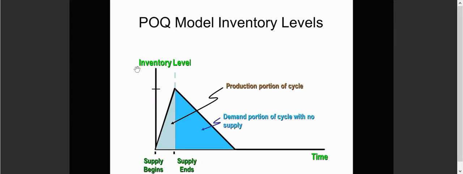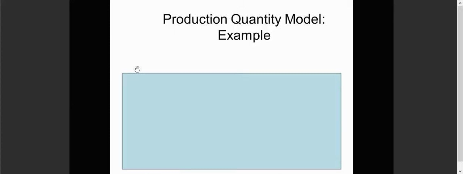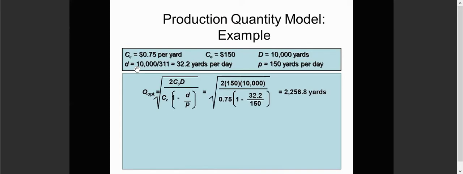So this figure shows the inventory level where the supply of the goods begins and ends, and when the demand period takes over after the production has been done. Then we see an example of a production quantity model problem.